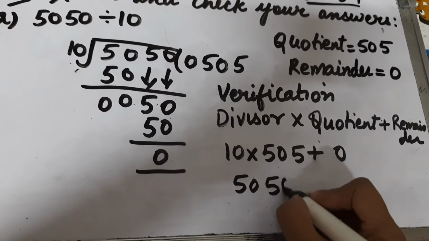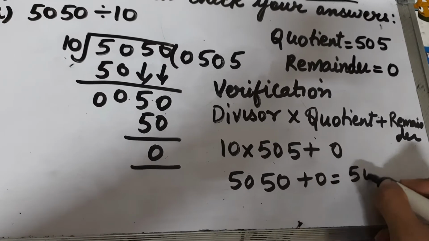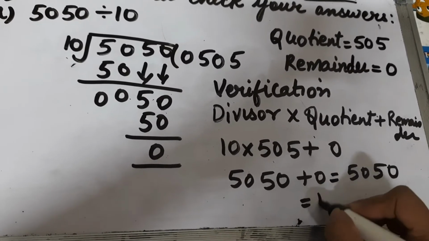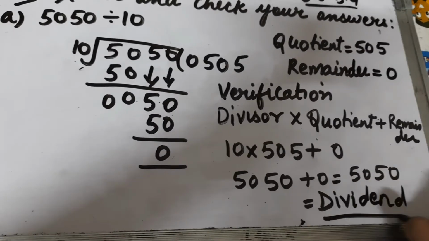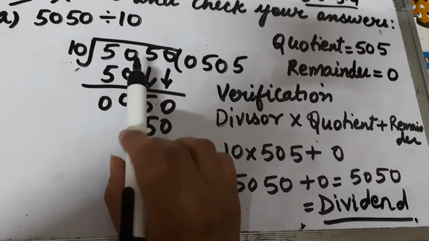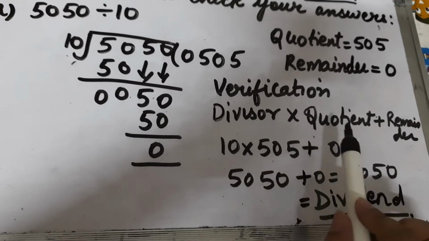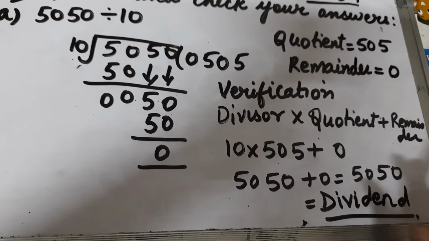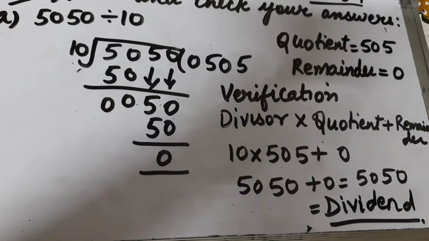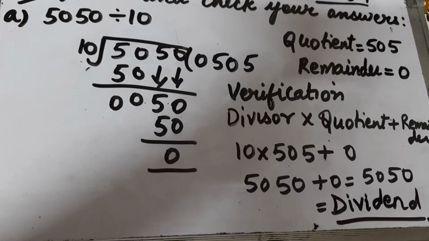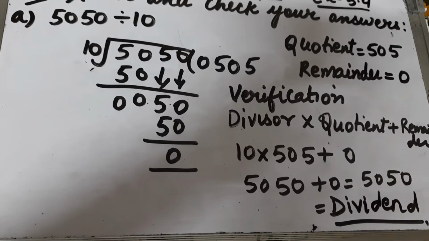We will get 5050, and adding 0 to it we get 5050, and that is equal to our dividend. You can check that the dividend is also 5050. After multiplying the divisor by the quotient and adding the remainder, we get 5050. That means our division is totally correct. So this way we verify the sum: we multiply the divisor by the quotient and add the remainder to it.